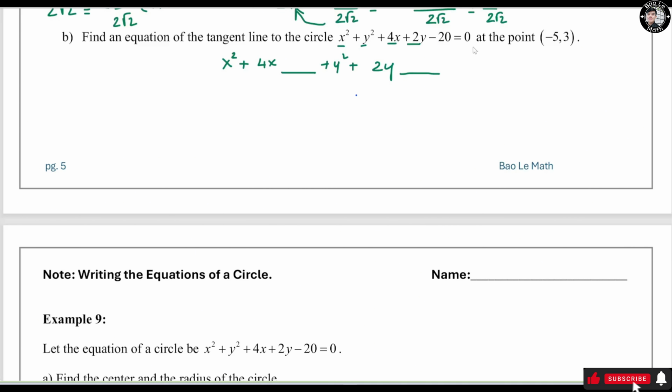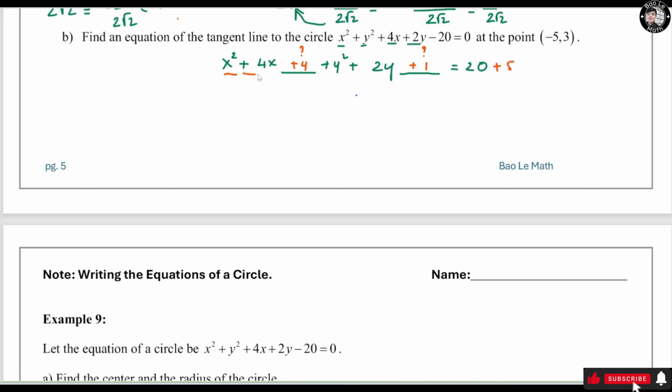Now I'm going to add 20 to both sides, so it could be 20 right here, right? If you want to review how to convert from general form to standard form of the equation of the circle, please check out the link in the description below. I need to fill in the blank right here, right? I need to check the coefficient of the middle term, which is 4 divided by 2 and squared. It's going to be 4, right? And this one, 2 divided by 2 squared, is going to be 1, right? So on the left hand side, I literally add 5, right? The right hand side must be 5, right?